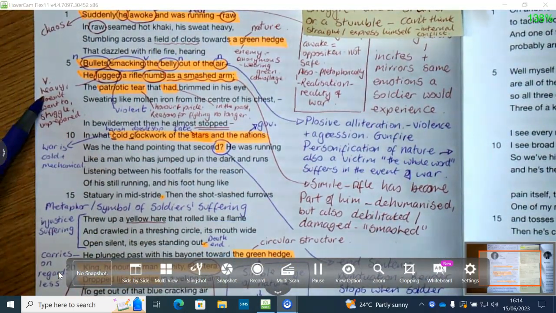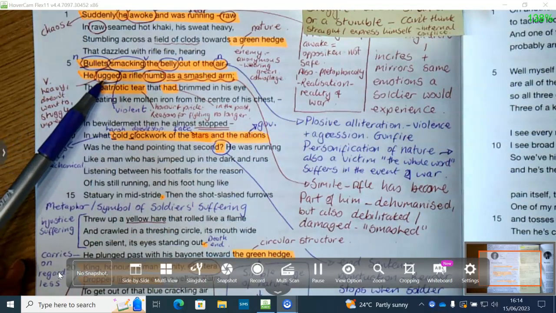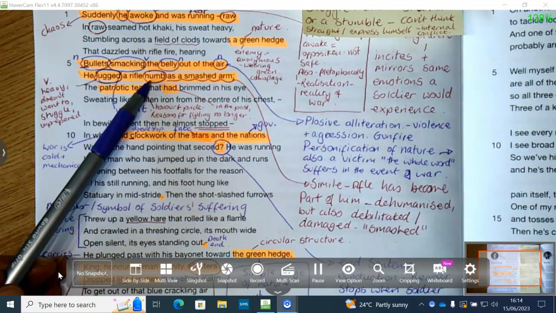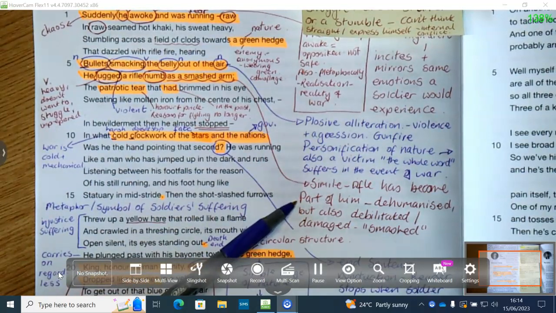Lugged suggests that he is struggling and he doesn't want to carry this rifle. It's heavy. Maybe he's unprepared. So again, we can look at all the different layers of meaning and interpretations just in that one word. But the rifle is numb as a smashed arm. Now this simile here suggests that the rifle has almost become part of him.